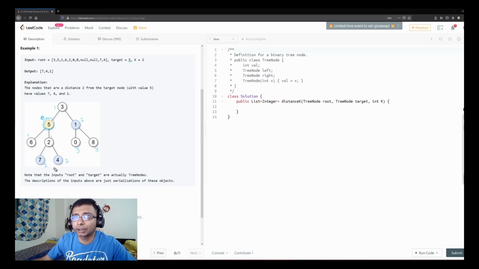So our answer should be only where the distance is 2. So we see the distance 2 is present over here, one over here, the other over here. These are all two steps out. So our answer is 7, 4 and 1. It could be in any order. So here also it is 7, 4 and 1. Okay, so this is what the problem is all about. Do give it a try yourself before looking at the solution. And let's head over to the board and look at the solution.